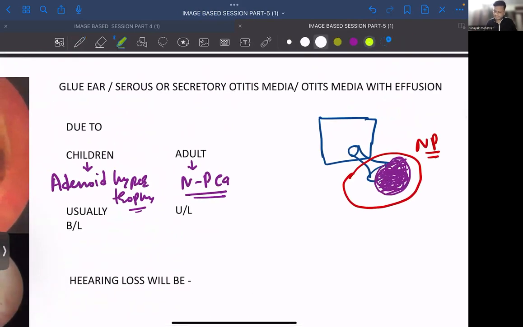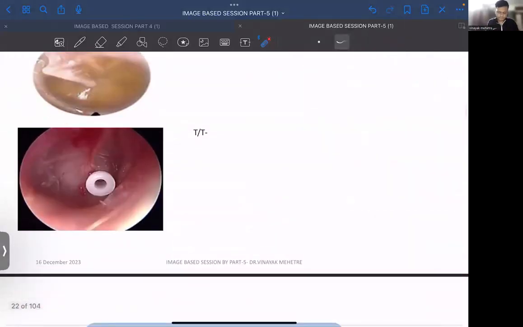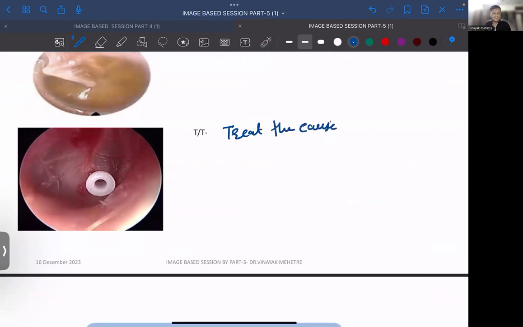By removing this disease, we will decrease the pressure, and the fluid will start draining back. So what is the primary goal? Treat the cause first. Okay, treat the cause first. That is the first line or must-do.